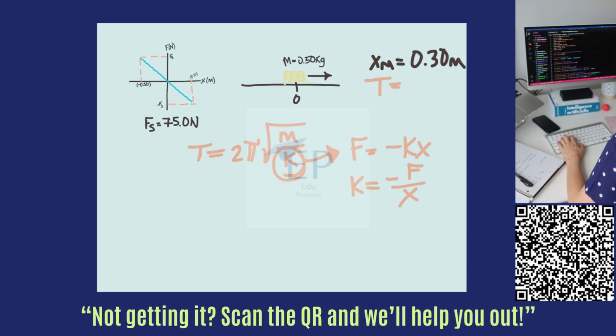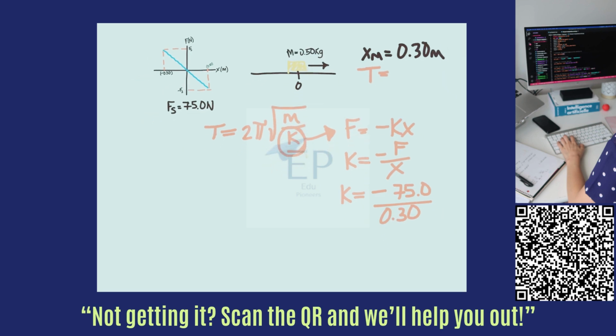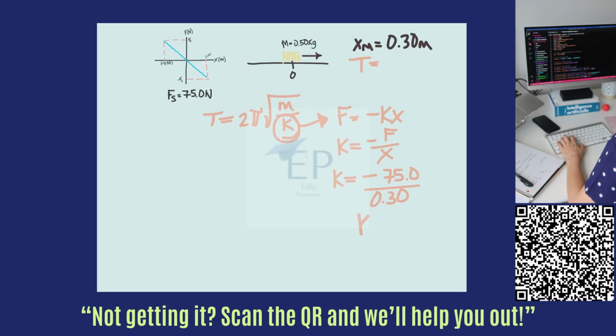So we have k equal to negative 75 newtons divided by 0.30 meters, which gives us a k value of 250 newtons per meter.